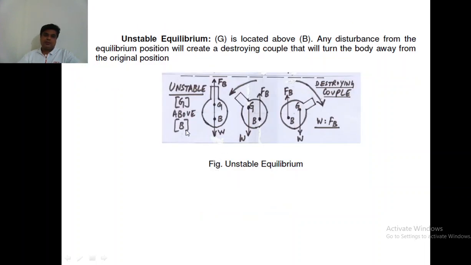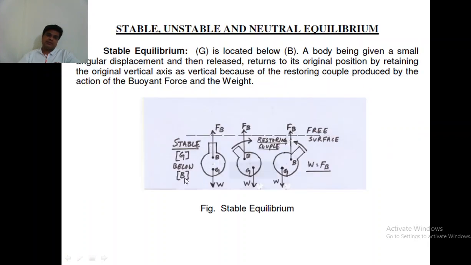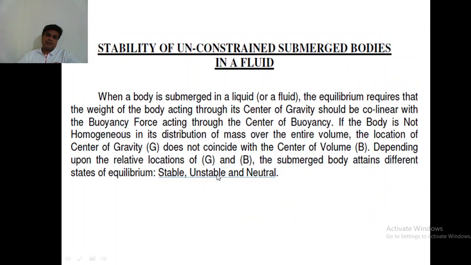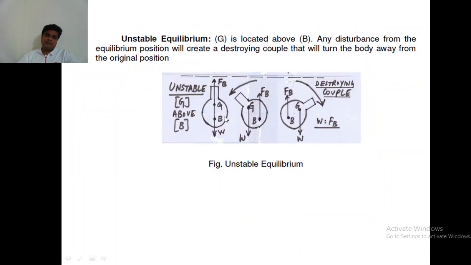So now assume another condition: the same object, the same surface is here, the object is inside the fluid, and now the center of buoyancy is below the center of gravity. That's the difference now. In the stable condition, the center of gravity was below the center of buoyancy. Now, in this equilibrium unstable condition, the center of buoyancy is below the center of gravity.